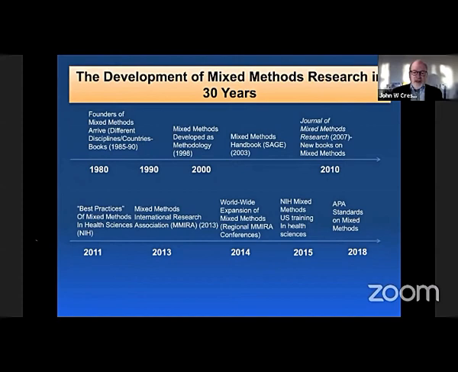But then the book came out in 1998 on mixed methods as a methodology from Tashakkori and Teddlie, and it began to pull in the field. But by 2003, we had the SAGE handbook on mixed methods research, which really began to develop the entire field, maybe 25 chapters in this handbook. So they began to map the entire field. By 2007, we had the Journal of Mixed Methods Research. So the journal was the next step.